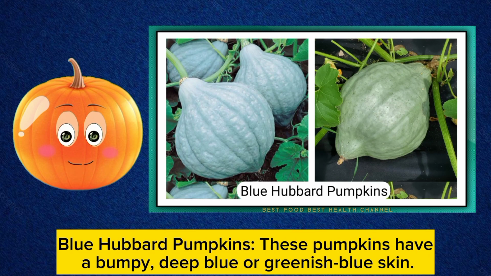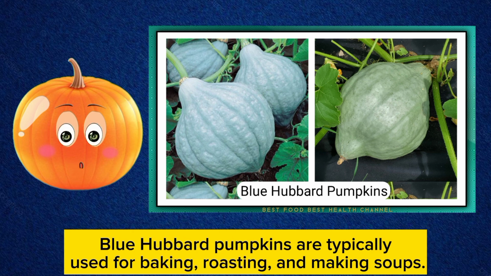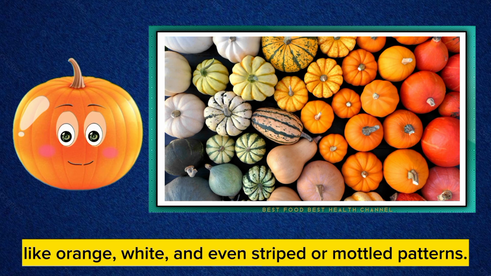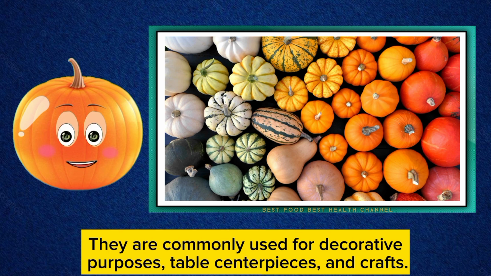Blue Hubbard pumpkins. These pumpkins have a bumpy, deep blue or greenish-blue skin. Blue Hubbard pumpkins are typically used for baking, roasting, and making soups. Miniature pumpkins. As the name suggests, these pumpkins are small in size and come in various colors, like orange, white, and even striped or mottled patterns. They are commonly used for decorative purposes, table centerpieces, and crafts.